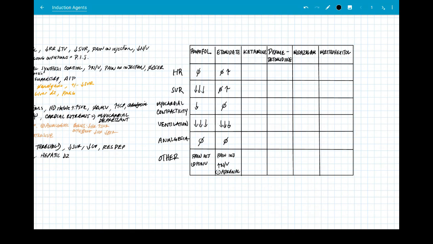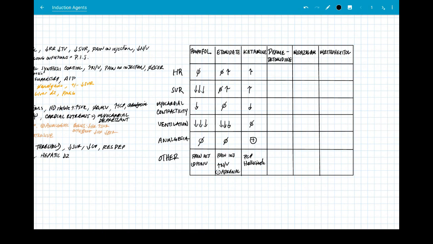Ketamine. Typically your heart rate will increase. It's known to be a sympathomimetic, so your systemic vascular resistance will usually increase too. It's thought to be a myocardial depressant, especially in patients that are in cardiac extremis. Your ventilation is unimpaired. It has great analgesic properties. And one of the things you need to remember is that it's a PCP derivative, so patients can get hallucinations. One of the ways to prevent that is by pre-treating with a benzodiazepine, like Versed.